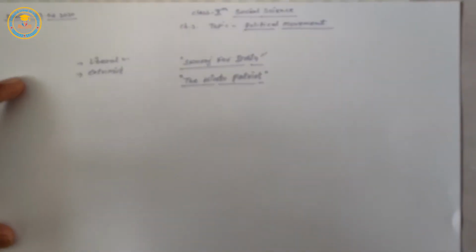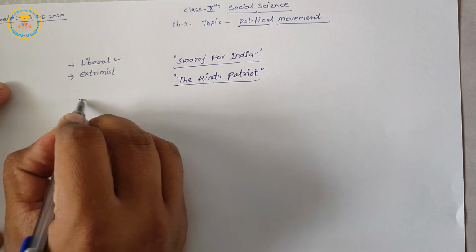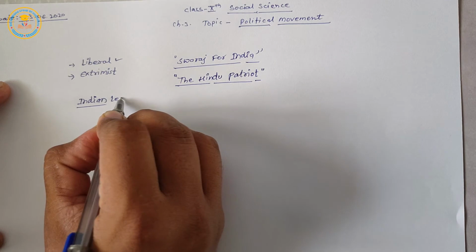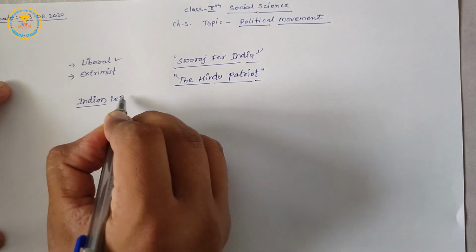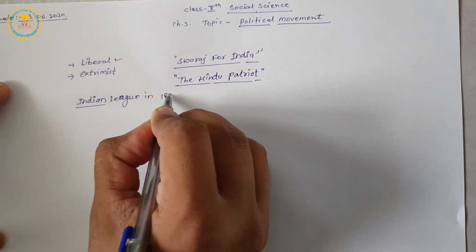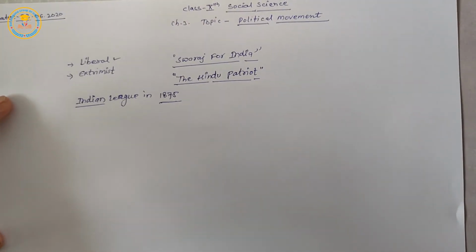The political organizations of the time were not ready for such a progressive demand or struggle for it. But at that time, some thinkers and scholars in Bengal formed the Indian League in 1875, whose objective was to arouse the feeling of nationalism.